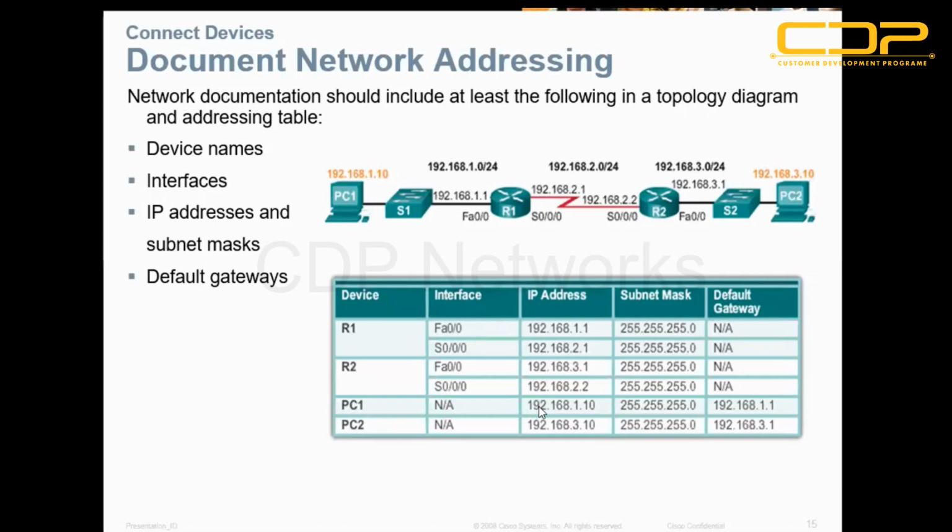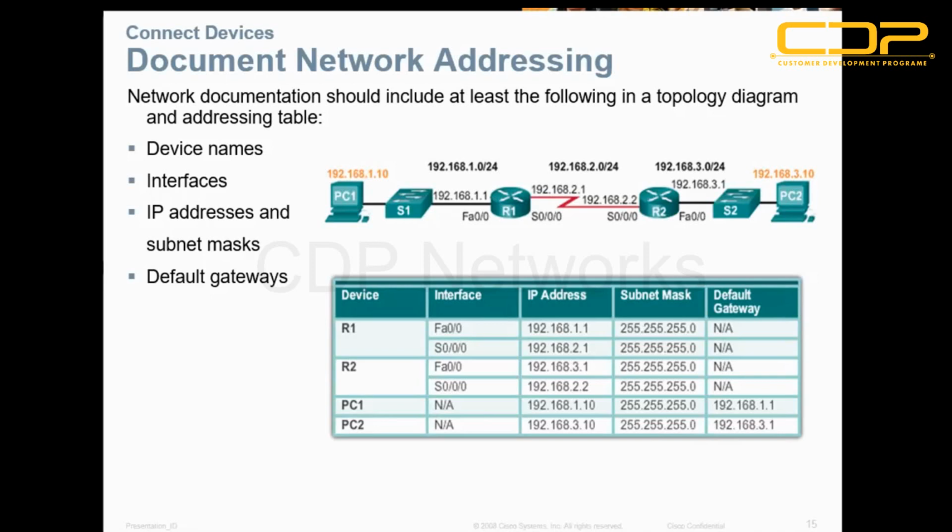Here we have the IP address of PC1, the subnet mask and default gateway, and PC2. Here we have the IP address 192.168.3.10, this is the subnet mask, and this is your default gateway. All this information is configured in your PCs and routers. That is the reason systems in different networks can communicate with each other. That is called documenting network addressing. We have what are called topological diagrams.